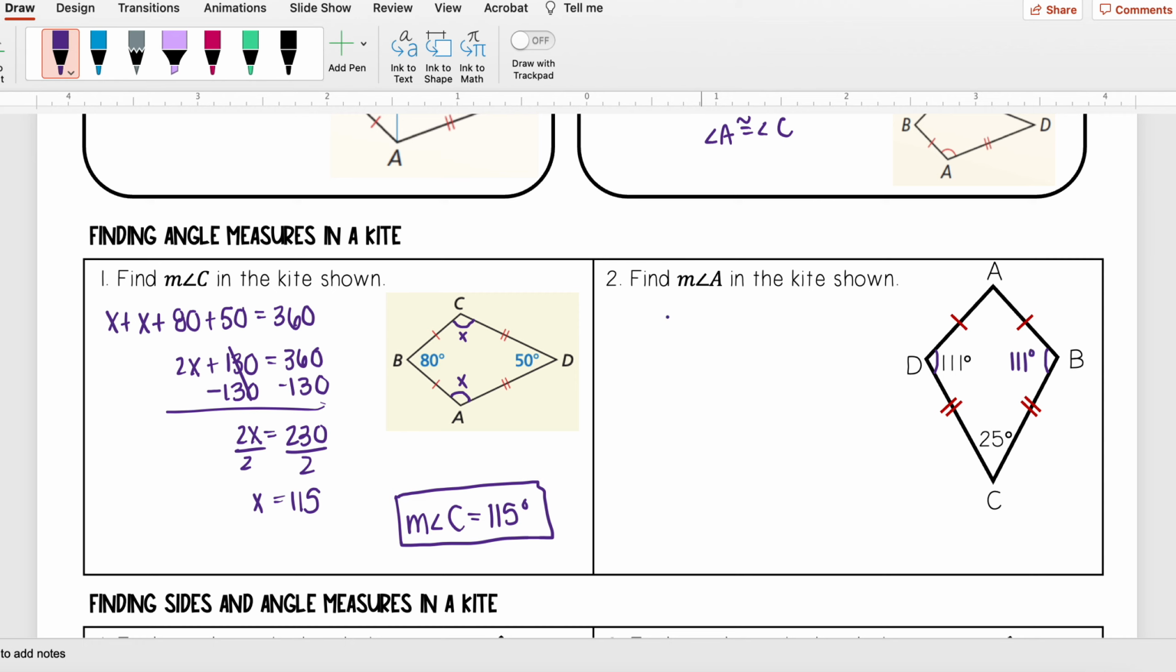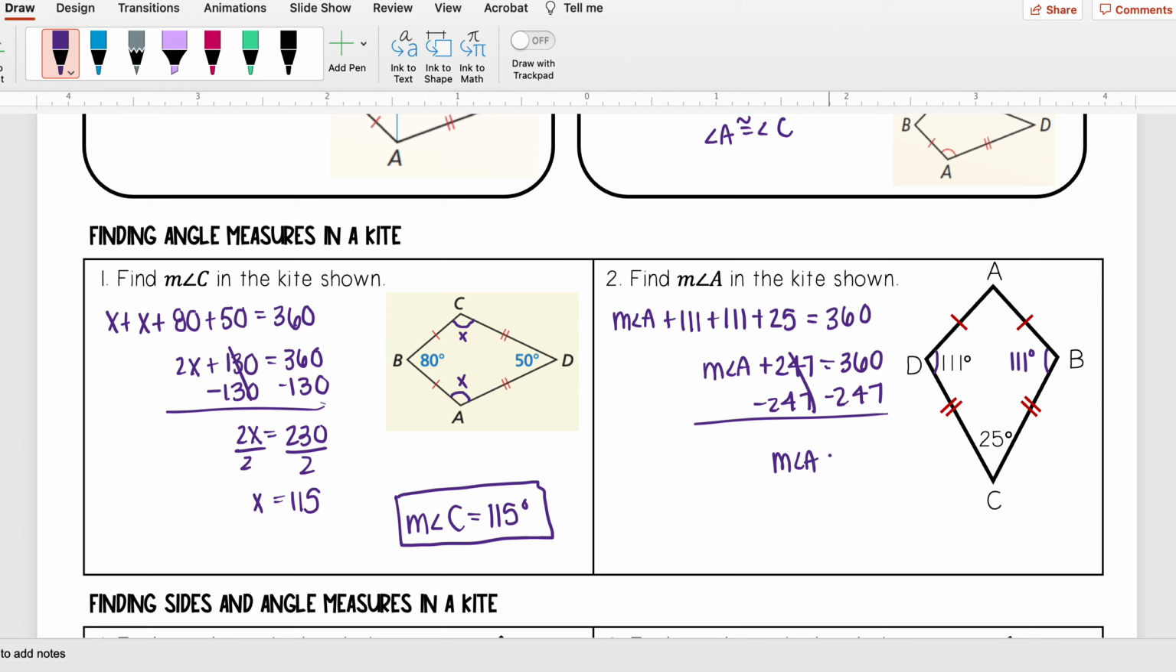And so now to find the measure of angle A, I again need to set up my equation. So I know the measure of angle A plus 111 plus 111 plus 25 is equal to 360. When I add all those numbers up, I get 247. And then subtract 247 from both sides. And so I get that the measure of angle A is equal to 113 degrees.